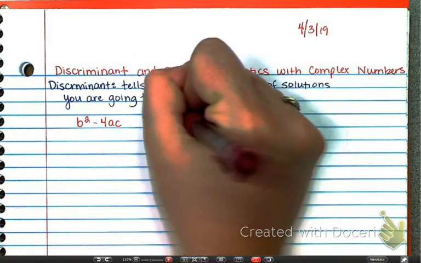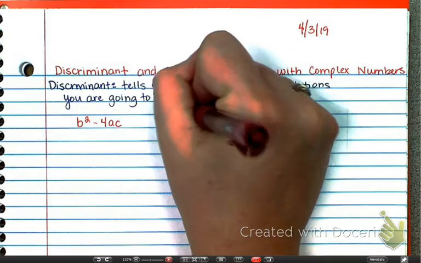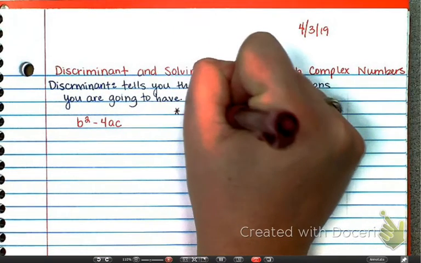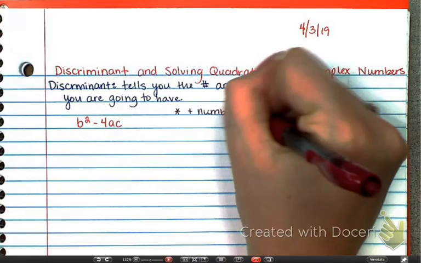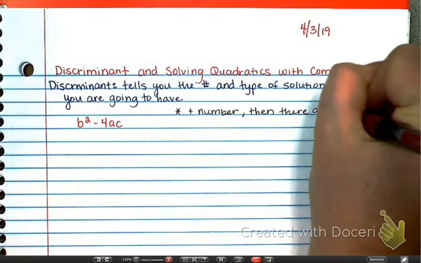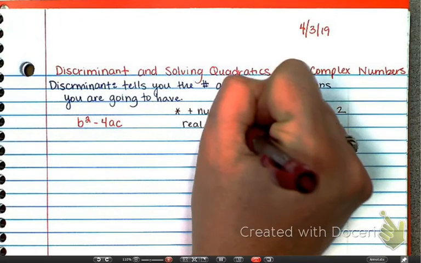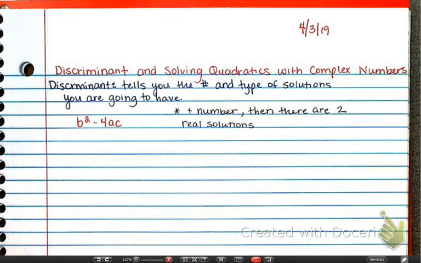So here's the first option. If you get a positive number when you plug it in here, then there are 2 real solutions. So this would be all the problems we've done up to this point using the quadratic formula. When you solve, you get 2 answers. Sometimes they're whole numbers or fractions, sometimes there's square roots involved, but there's 2 answers and they're real numbers. Okay, so they're real solutions.